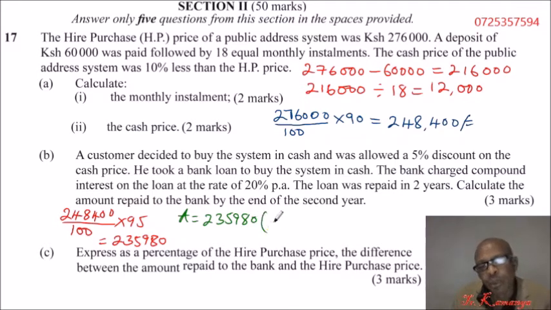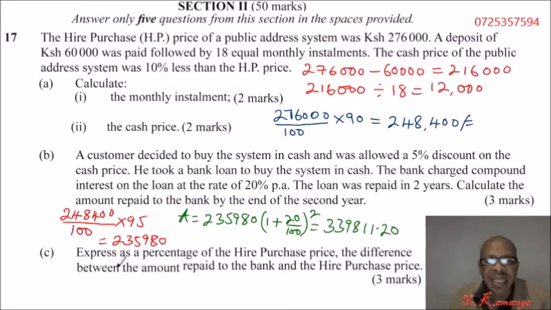So the amount is equal to, and this is the principal, 235,980. You open the bracket, we have 1 plus the percentage, which was 20, using the formula we use for compound interest. This is divided by 100, and the time to repay the loan was 2 years. So you multiply 235,980 by 1.2 raised to power 2, or 1.2 squared, and compute that in your calculator, and you'll get 339,811 and 20 cents. So that is the amount of money that was paid to the bank.